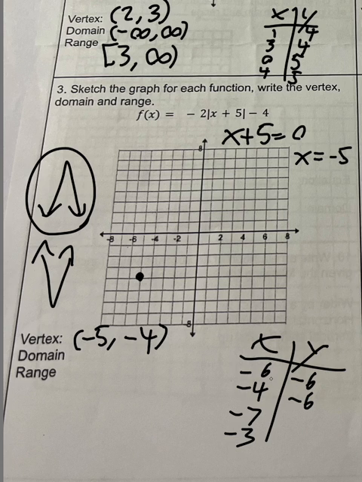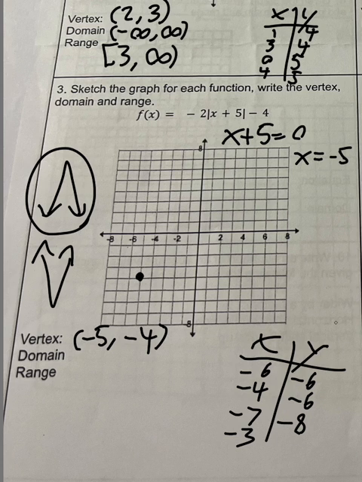So if you plug in negative 7, negative 7 plus 5 is equal to negative 2. And the absolute value of negative 2 is positive 2. Now we have negative 2 times 2, which is equal to negative 4. And negative 4 minus 4 is equal to negative 8. So for this negative 3, the y should also be negative 8.